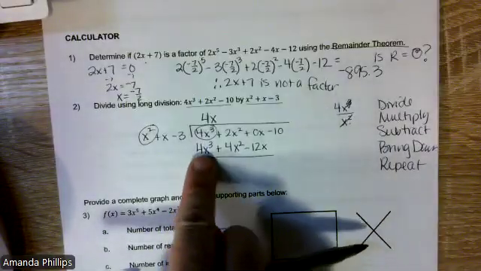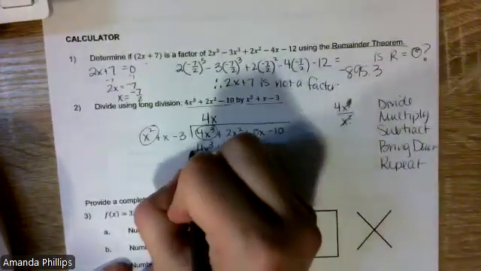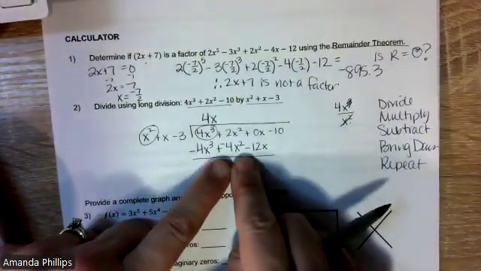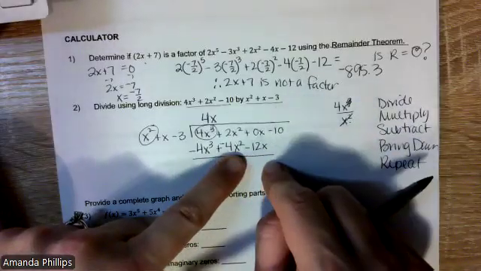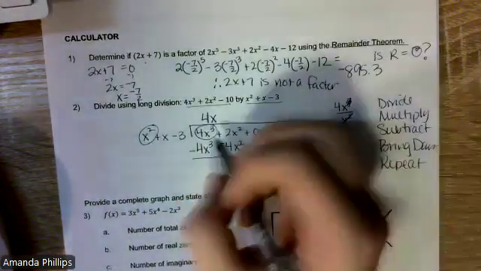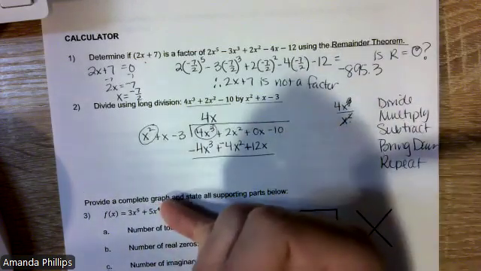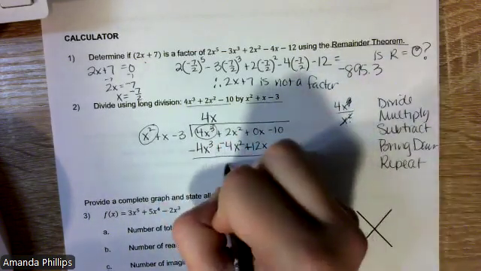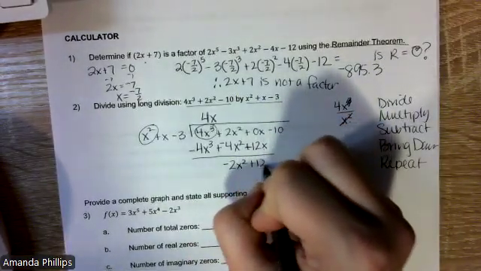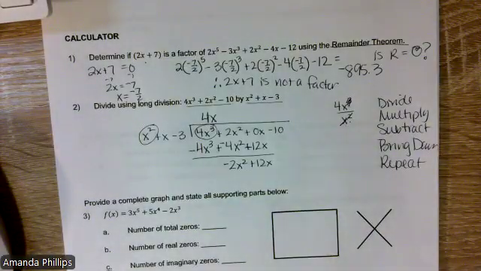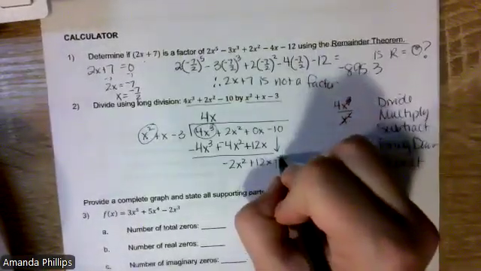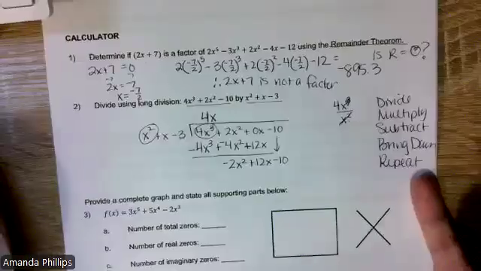Now, I'm subtracting all of these, okay? So I am subtracting the 4x to the third. I am subtracting the 4x squared. I am subtracting negative 12x, which means I am adding it, okay? Now, let's do the math. 4x to the third minus 4x to the third is 0. 2x squared minus 4x squared is negative 2x squared. And 0 plus 12x is plus 12x. Okay? All right. Now we subtracted. Now we bring down. All right. And now we repeat.